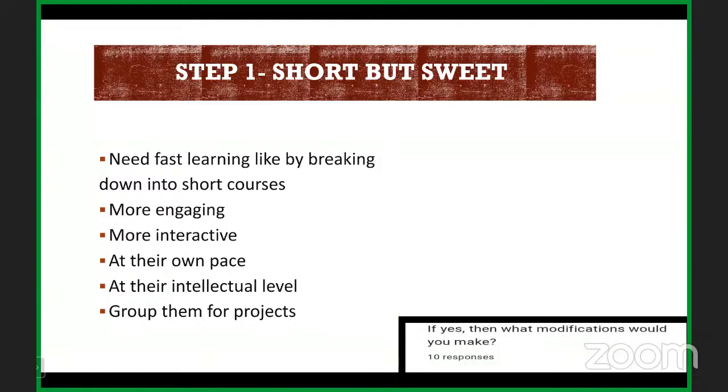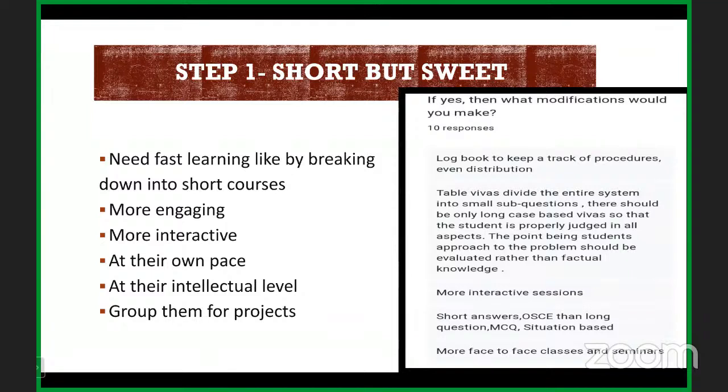So this was one study done in Tata Memorial where it was asked if the MD curriculum should have any modification. So these were some responses which were got. They have told that it should be more interactive sessions, short answers, OSCE type, MCQ situation based, more face to face classes and seminars.